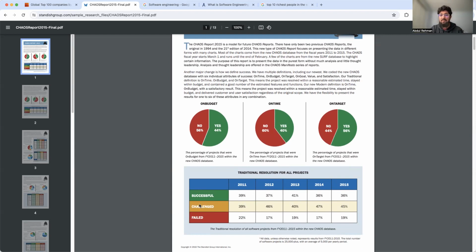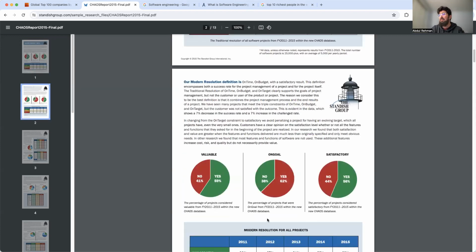So what do they mean? Failed means did not work at all. So the project failed. And challenged means they submitted to the clients, but the clients had somehow not accepted the delivery of the software. So basically, the majority of the projects are either failed or challenged.